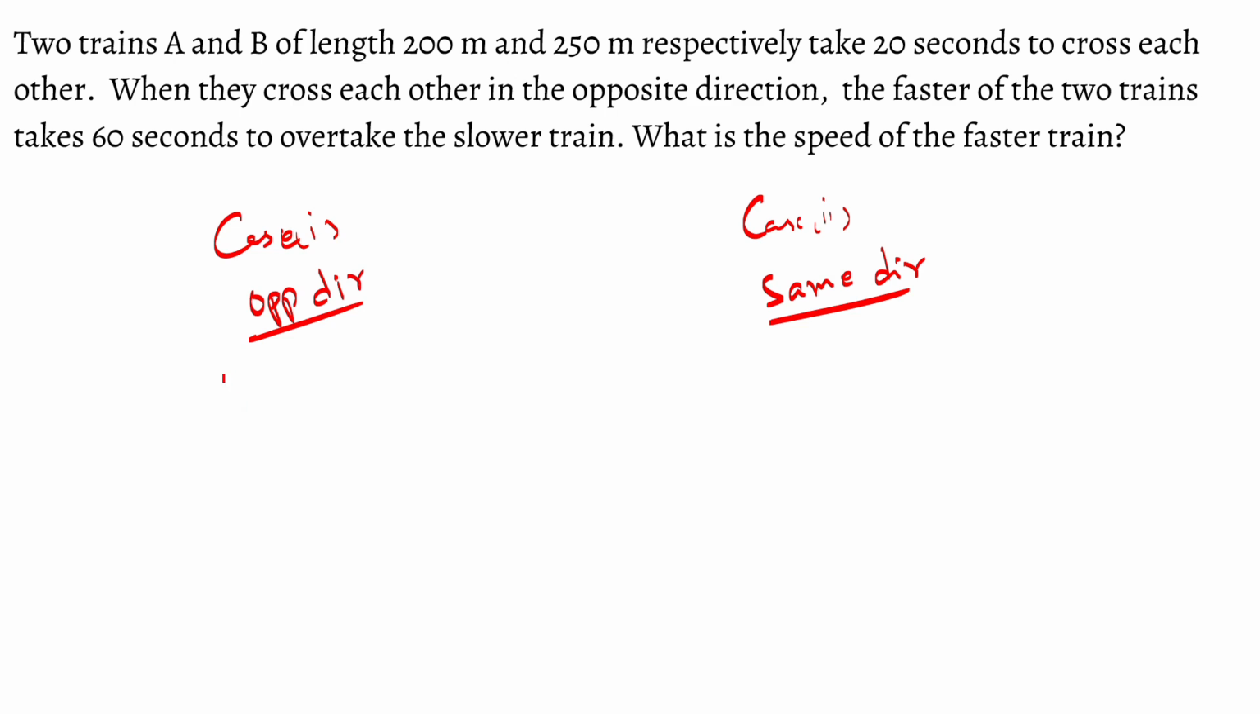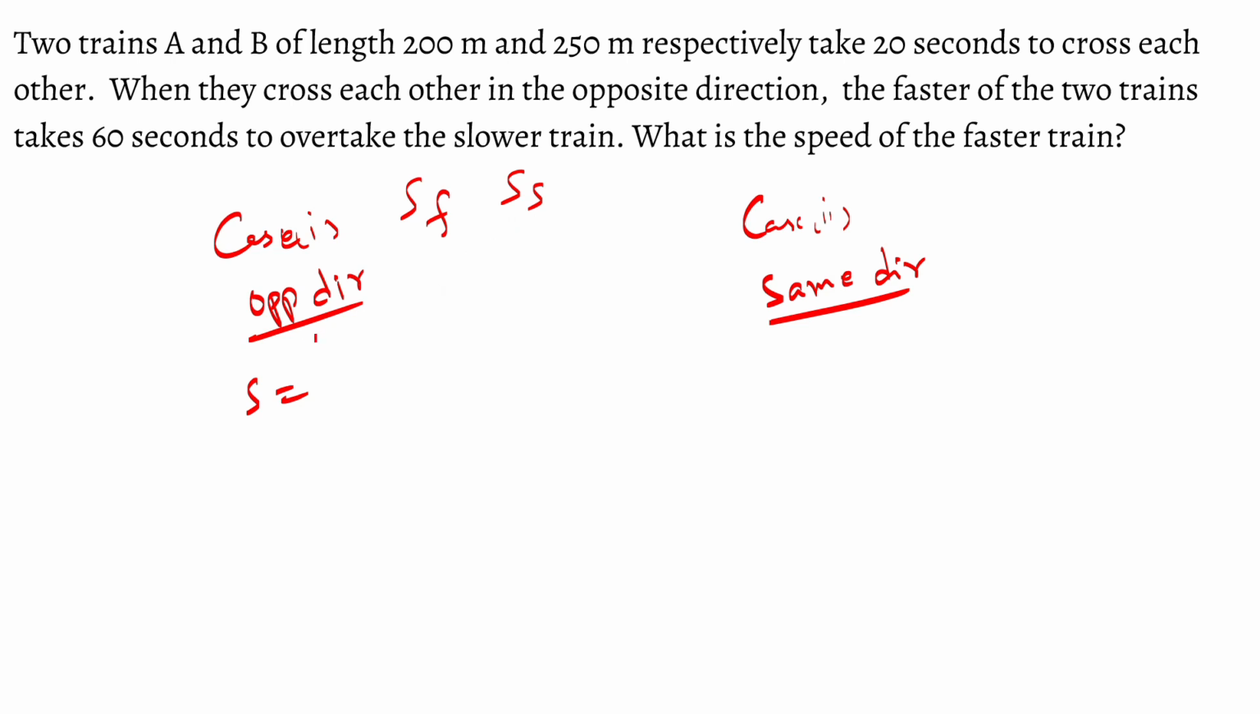So what about the opposite direction? Here speed is not given. The speed of the faster train is not given, and the slower train's speed is also not given. So let the speed of the faster train be SF and the speed of the slower train be SS.